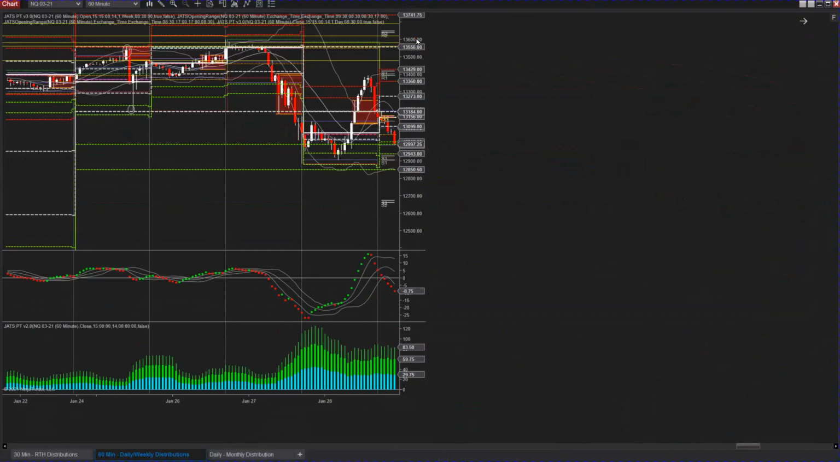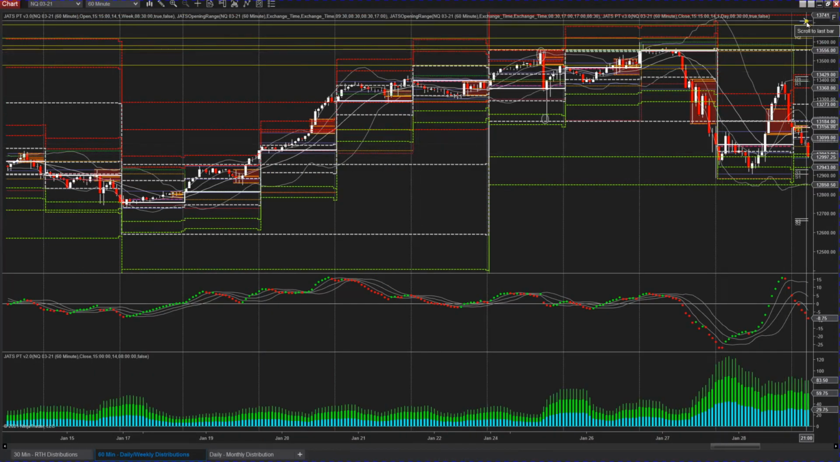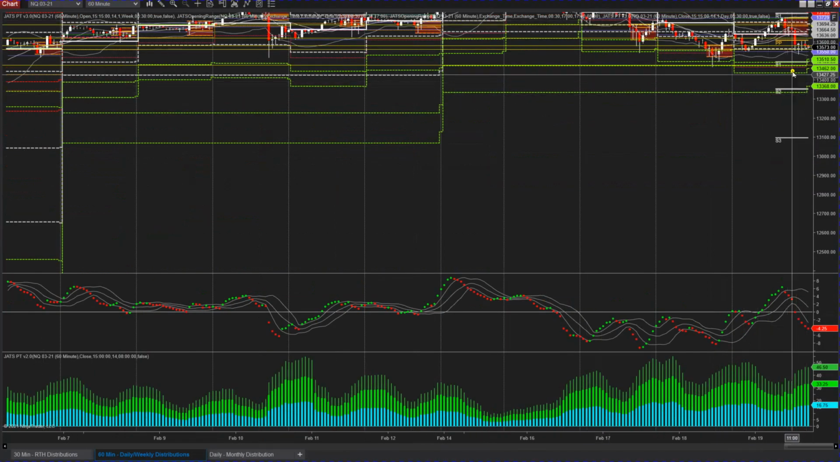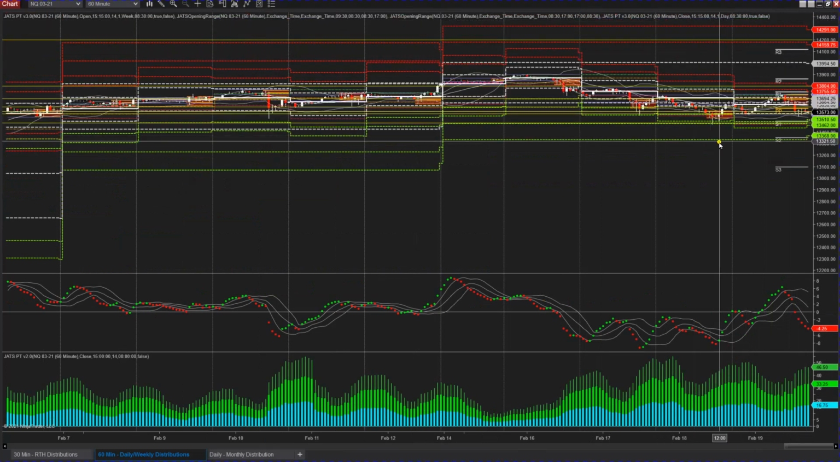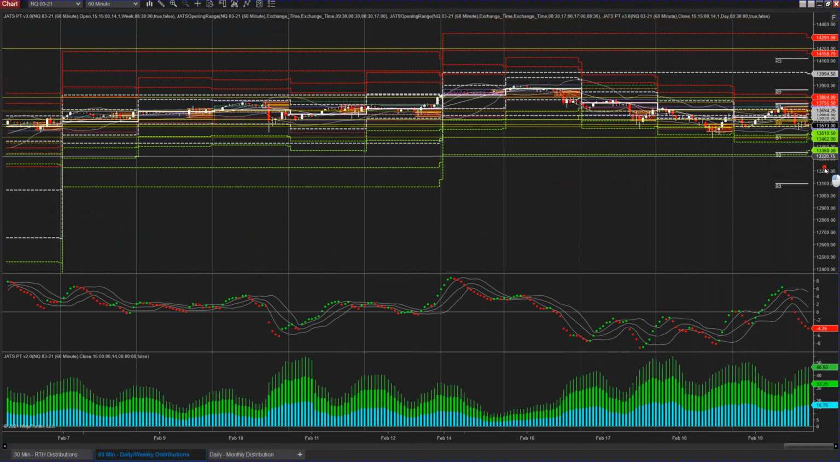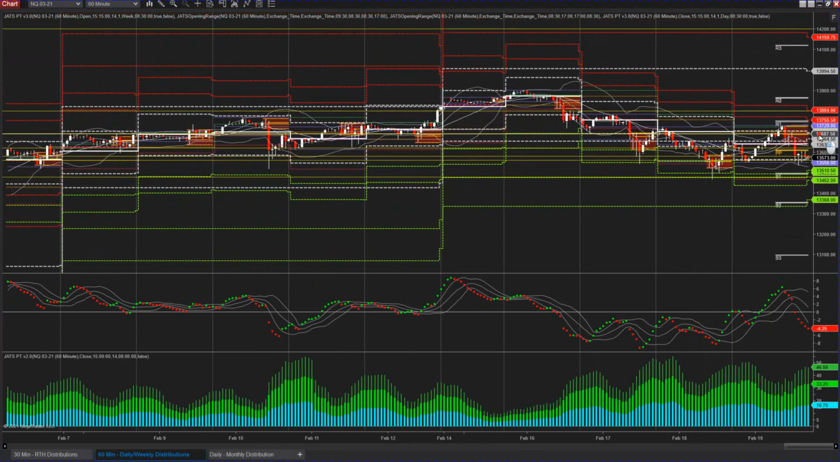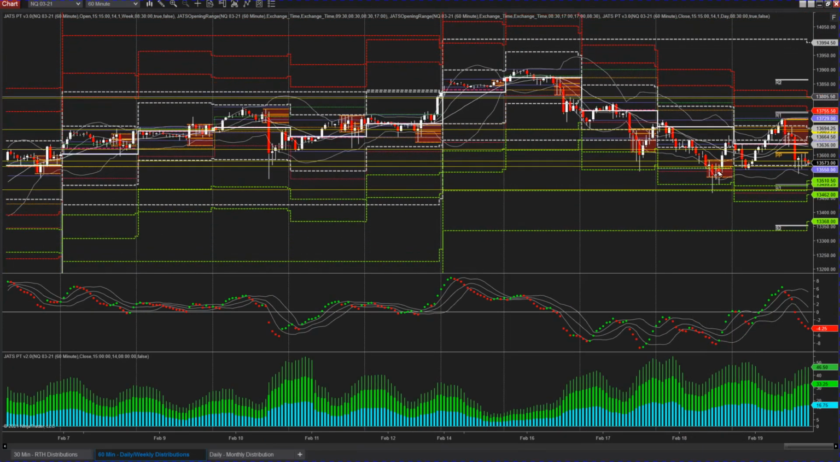Like I said, a lot of the institutional traders will just focus on these higher time frame levels anyway. So like right there was a weekly touch right here. So I'm sure there were quite a few people jumping on that.